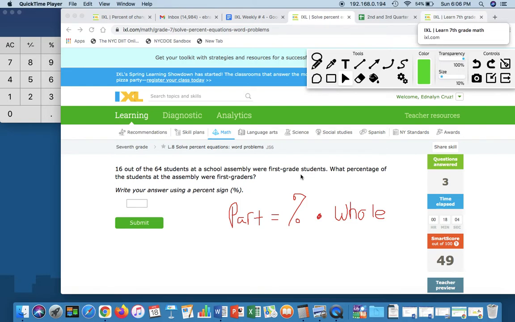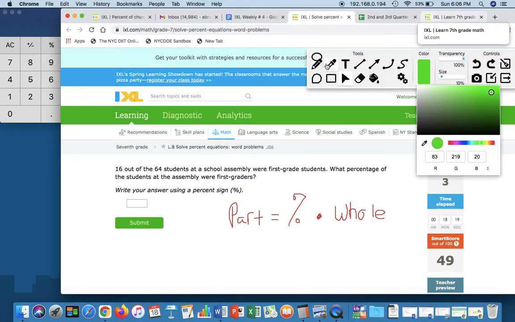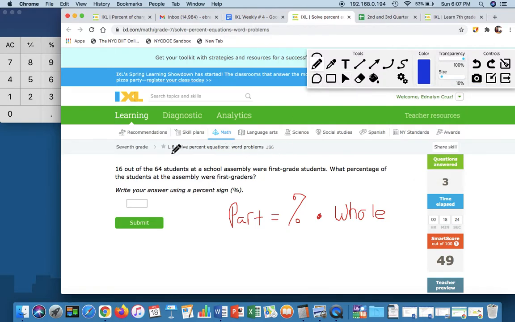Hi everyone, so for this skill of L8 solve percent equations, we are going to be using the formula of part is equal to percent times whole. Now, when we read the word problem, it'll be very, very helpful if we annotate, because this will really help me understand my numbers.